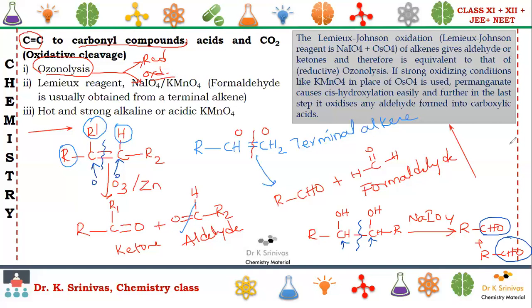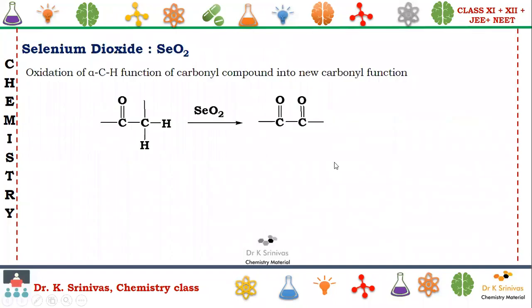Okay, we'll go to the next point. Next, these are miscellaneous: selenium dioxide. Here, selenium dioxide is used for oxidizing alpha CH to the corresponding carbonyl compound.